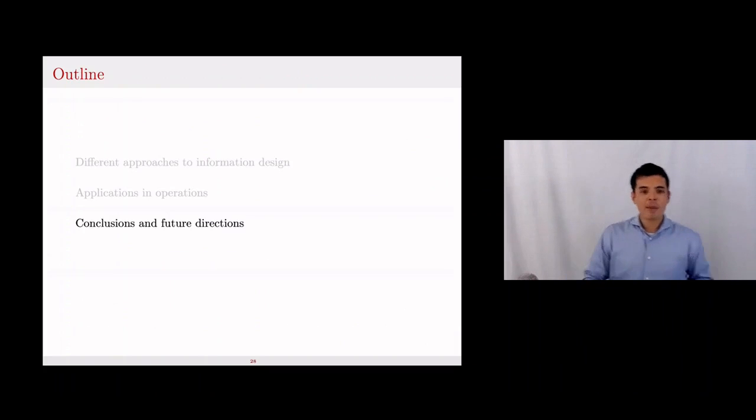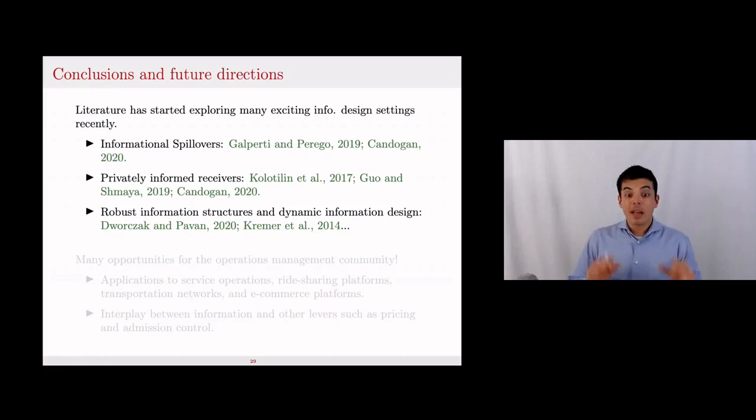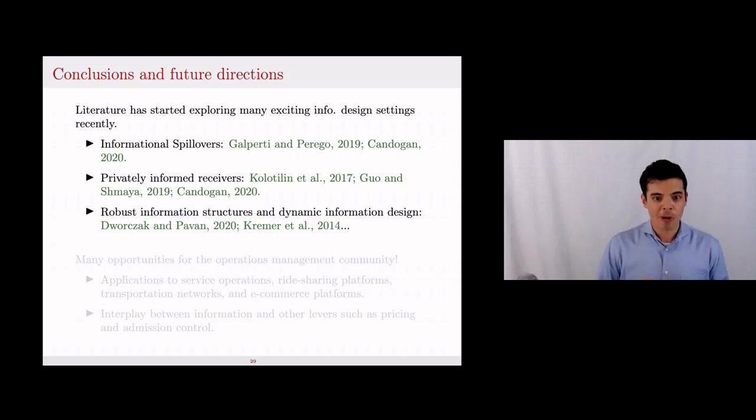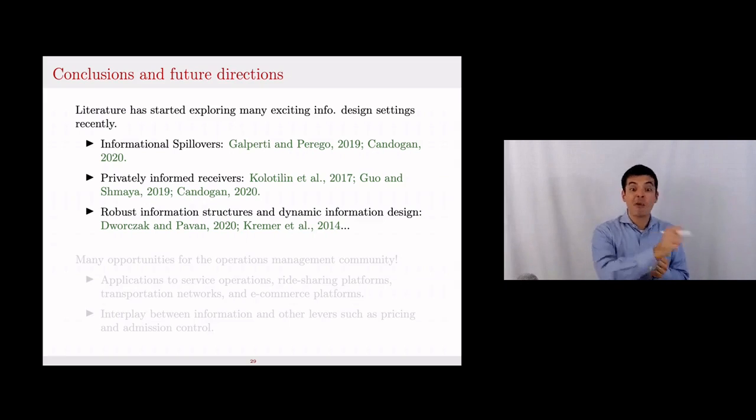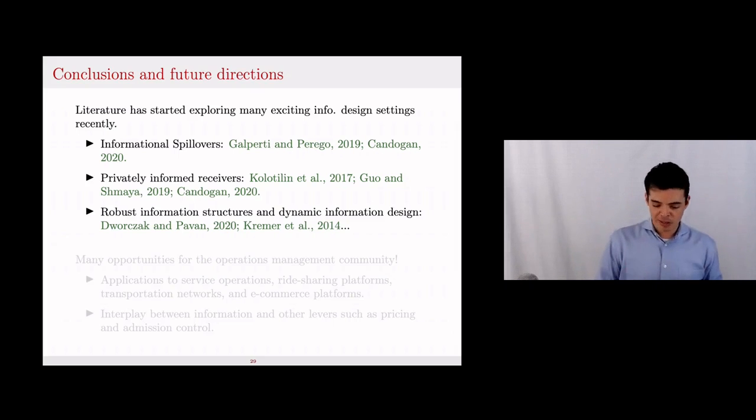So let me conclude and highlight some future directions. The recent literature has explored many other interesting information design questions that I haven't had a chance to discuss in this tutorial. There are papers, for instance, that focus on settings with informational spillovers. Imagine a setting where we have many receivers. The designer can send informative signals to some of these agents, and the agents talk to each other, and the information can spill over from one agent to the other. In a setting where there are such informational spillovers, how can one design optimal information structures? That's one question that started receiving attention in the recent literature, which I find super interesting.